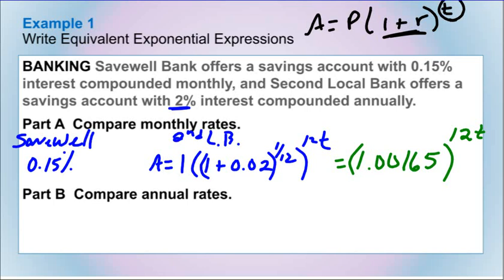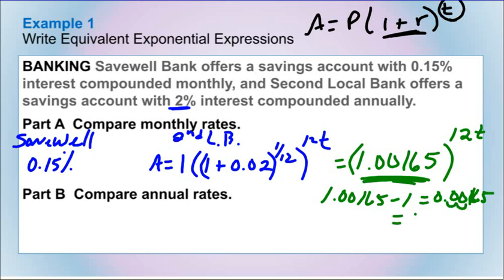Then to convert this to a percent, I'm just going to take what I have inside here: 1.00165 minus 1, and that gives me 0.00165. If I multiply by 100, that gives me a percent of 0.165%.